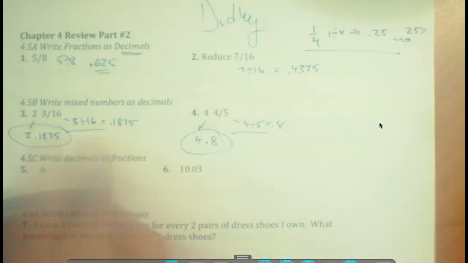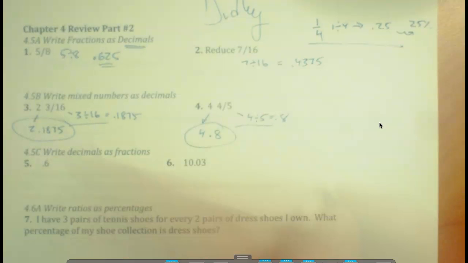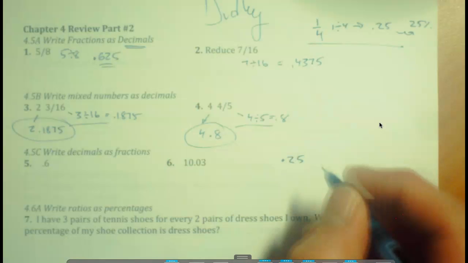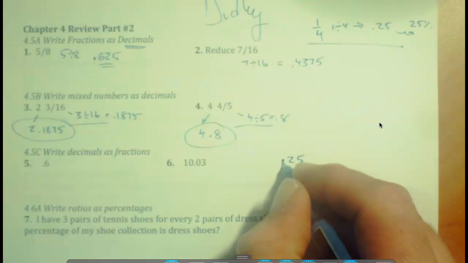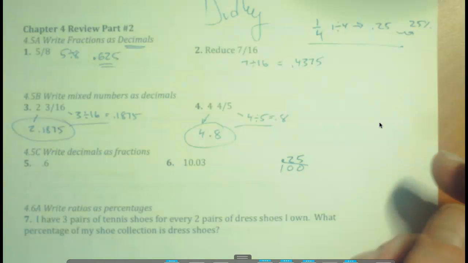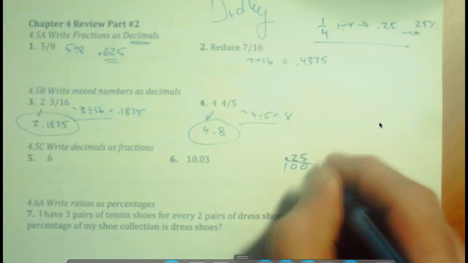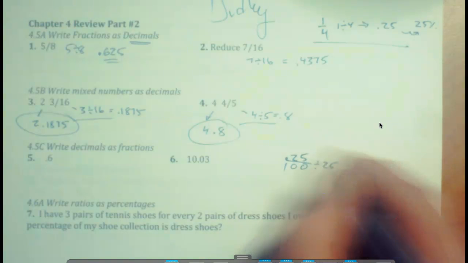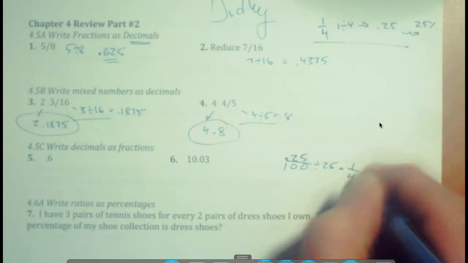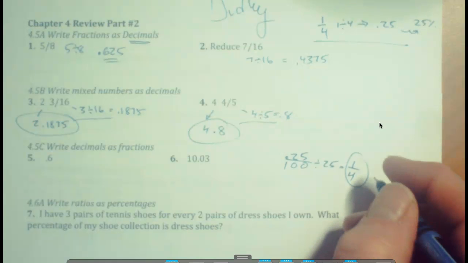All right, write these decimals as fractions. Let me just give you this one real quick. Here's 0.25. Here's how you do it. Put your pencil on the decimal point, make it into a fraction bar, put a 0 under each digit, put a 1 in front of the whole thing. You just made it into a fraction. Now you just have to reduce that, divide both by 25. 25 divided by 25 is 1. 100 divided by 25 is 4. We've got 1/4.